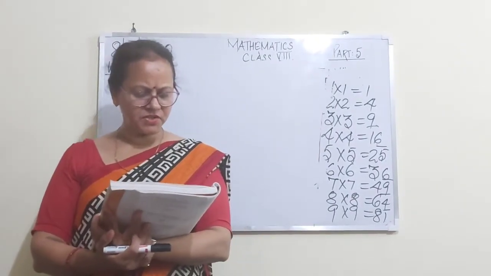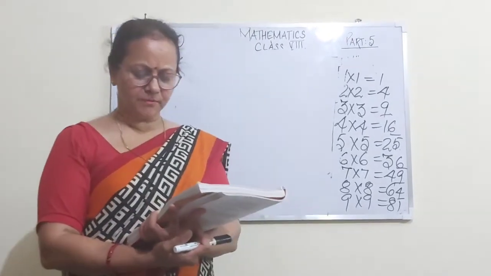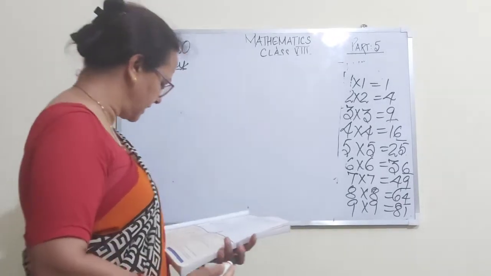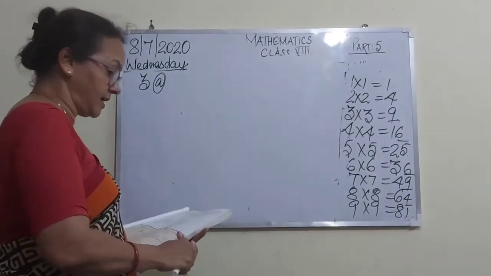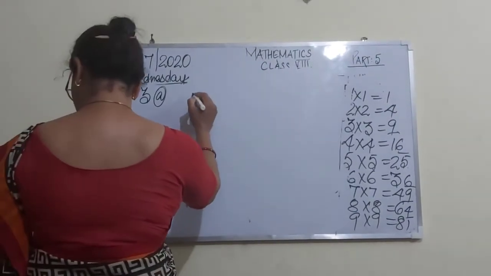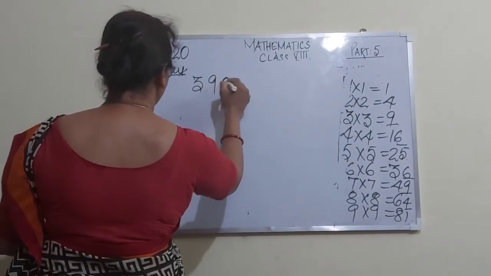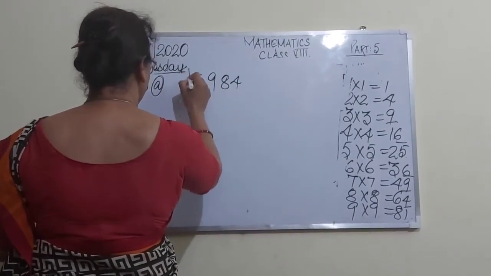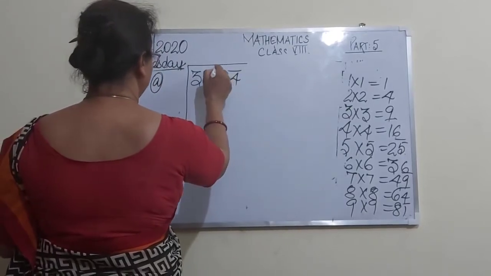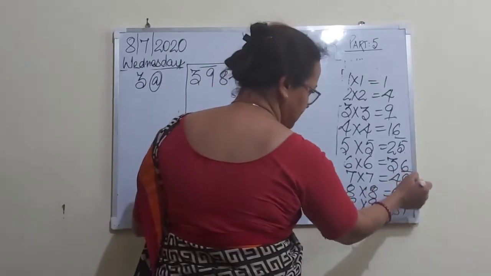Now students, question number 3 is: find the least number which must be subtracted from the following numbers to get a perfect square. I am having the number 3,984. What is the number, students? 3,984. First of all, we have to find its square root by the division method. We will make groups of digits: 39 and 84. That's right, 39, this is 36 and this is 49.